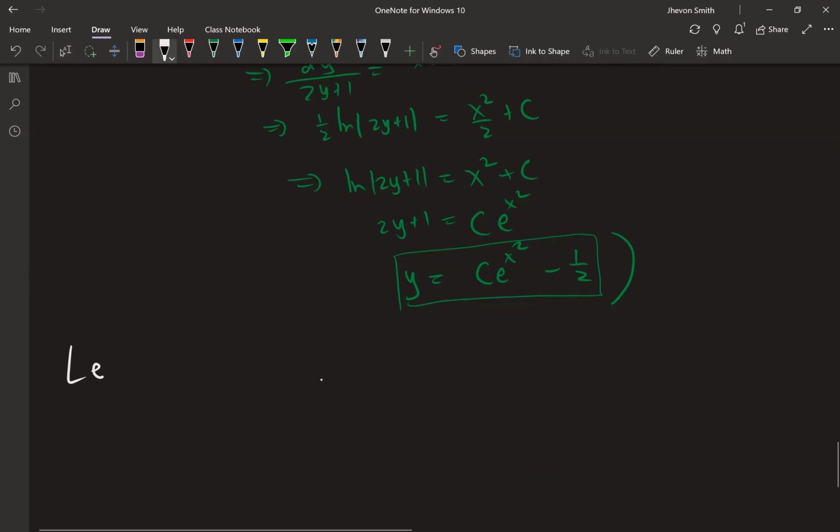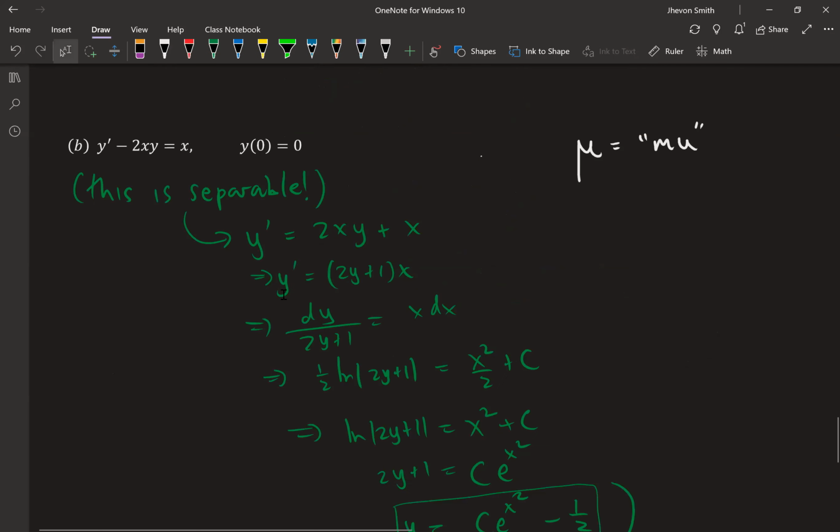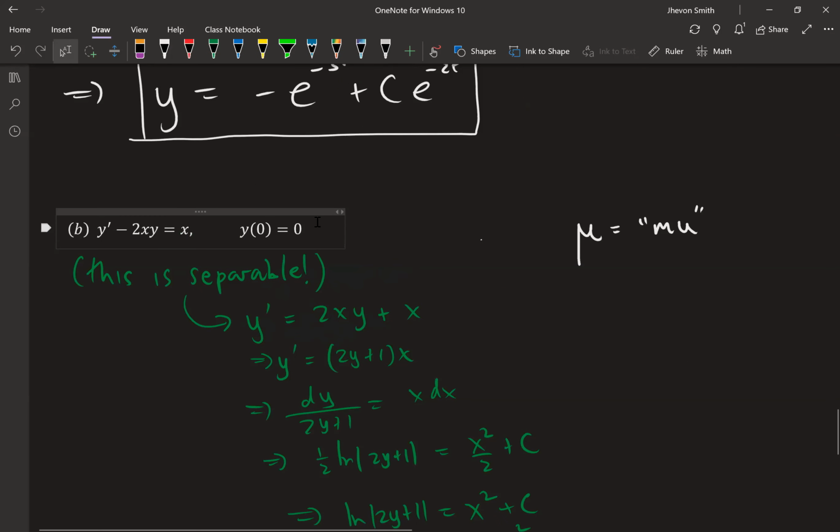But let's do the integrating factor method and compare. Okay, so for the integrating factor method, let me copy this guy. Now, of course, you'd find the c here.